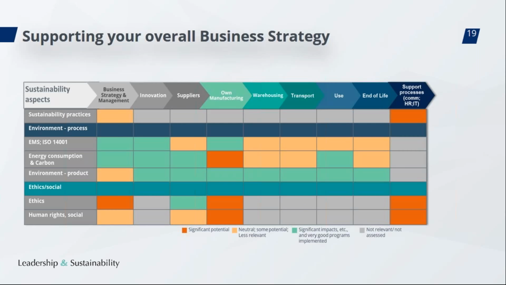And one example can be your procurement practices. So your procurement practices have a significant impact on how sustainability is being managed in your supply chain. And there are lots of things you can do to adjust your procurement practices in order to drive sustainability performance in your supply chain.